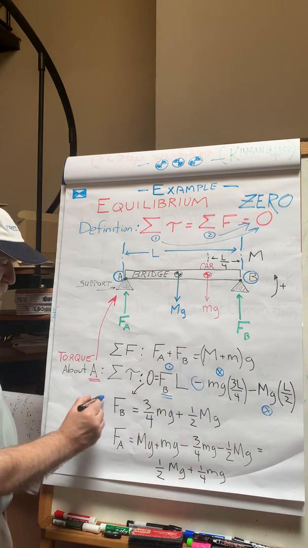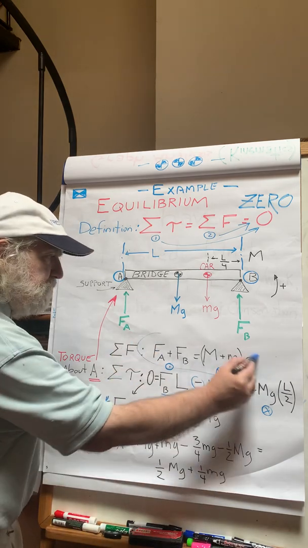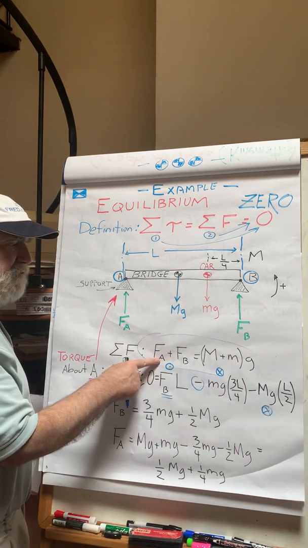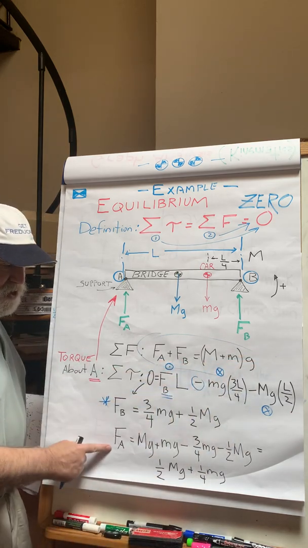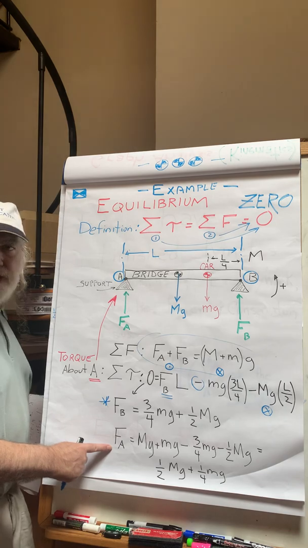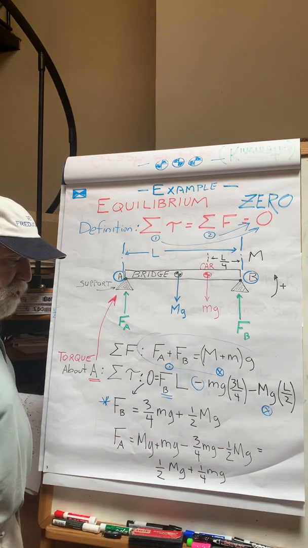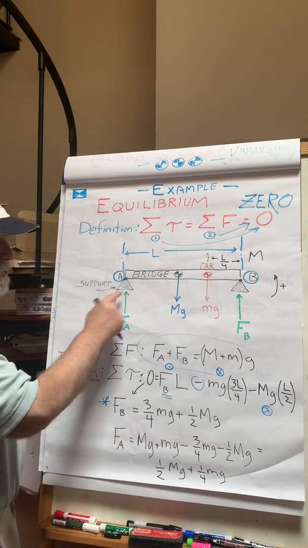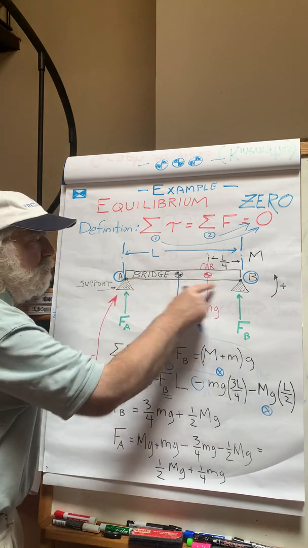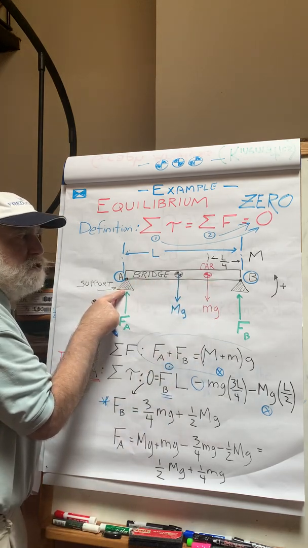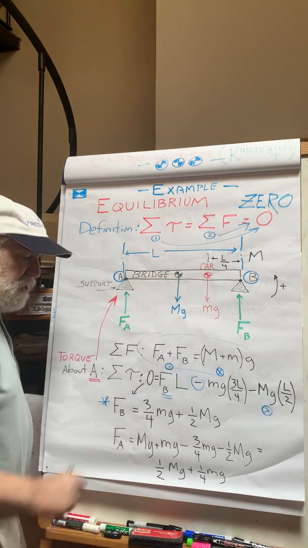So FB is found immediately, and we can substitute into this equation where the only unknown is FA, because we move FB to the other side, which I have done here, and find that FA, after a little bit of algebra, is half of Mg plus 1/4 of little mg. So FA is supporting half the bridge and only 1/4 of the car, because the car is far away from this support. It's 3/4 of the way out. So it supports only 1/4 of the weight of the car and half the weight of the bridge.